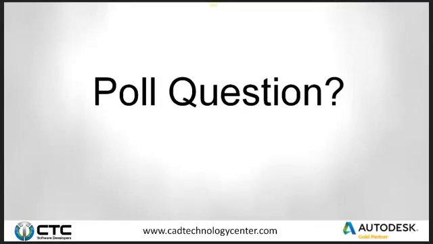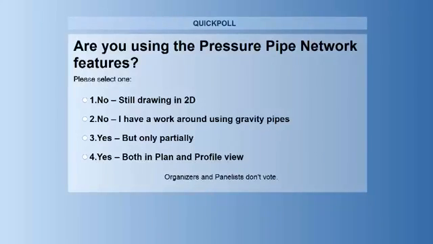So to start it out, I just like to see, hey, where's everyone at? I got a quick poll question: are you using pressure pipe networks? Still using 2D work? I have a workaround using gravity pipes. That's a big one that we see. Yes, but not completely. Some people have just used the pressure pipe networks in plan view, but then did manual work in profile view. And then, yes, we're using it in both plan and profile. So looks like we got the majority of the people here still doing 2D work, which is good.